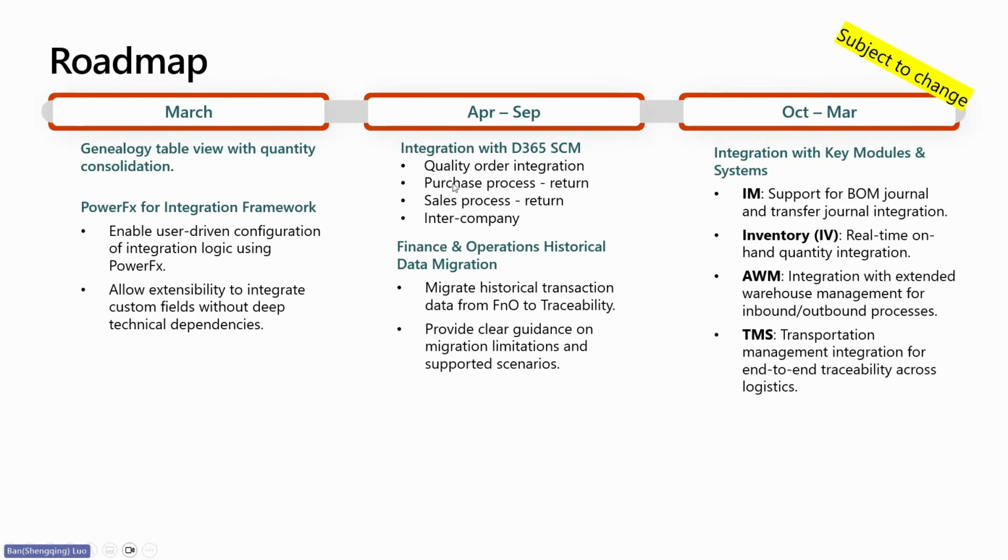Then after that, we will do more integration with D365, like quality audit integration, purchase and sales return scenarios, and intercompany integration. Then we will also consider designing the historical data migration, because some customers said they also want to view the history data from before they onboarded traceability. So we also need to figure out how to do this historical migration. Then after that, we will also do the integration with inventory management and inventory visibility, because this service can give us the real-time on-hand quantity search, and also integration with AWM and the TMS.